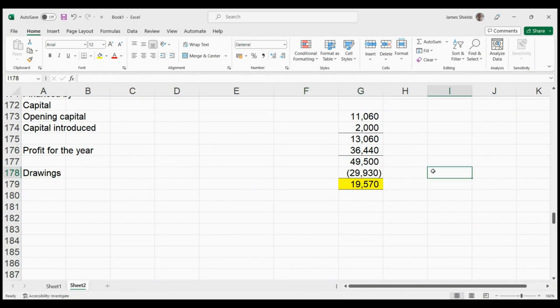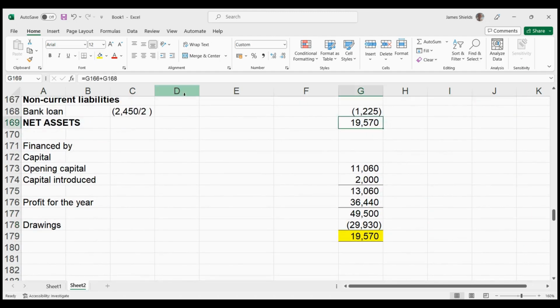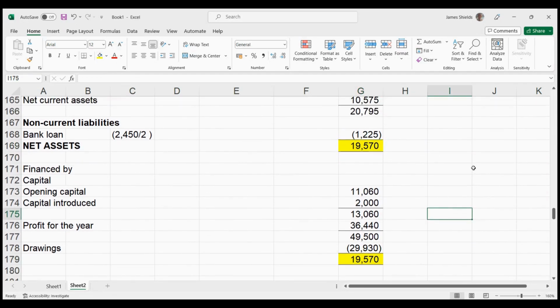Now that figure here, just let me highlight a moment. You want to check that's the same as your net assets. It's got £19,570. So if they are the same, it suggests that we've done the question correctly. If they are different, it means something is wrong. But in our case, they're both the same, so it's suggesting that we have done the question correctly. So that was a very long question on both the income statement and statement of financial position.